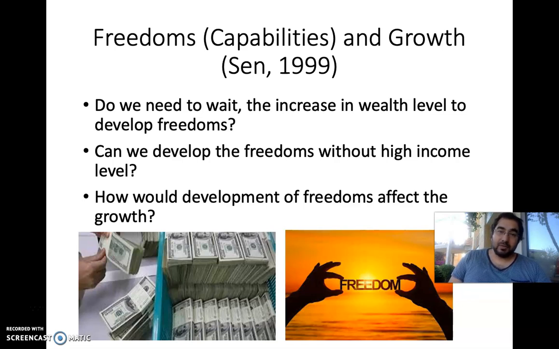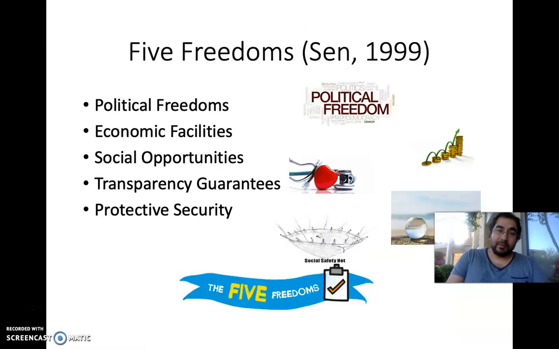So Amartya Sen asks, do we really need high income to develop those freedoms, and does high income necessarily guarantee us those freedoms? His answer is mixed. He doesn't give a certain answer. He says the evidence shows us there are different paths and different possibilities. So maybe we don't always need to wait for high income to have a better quality of life. Well, before we progress, he gives five freedoms.